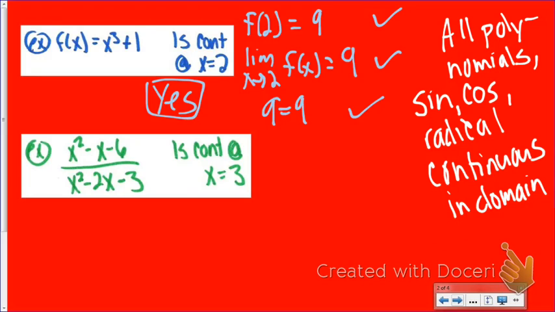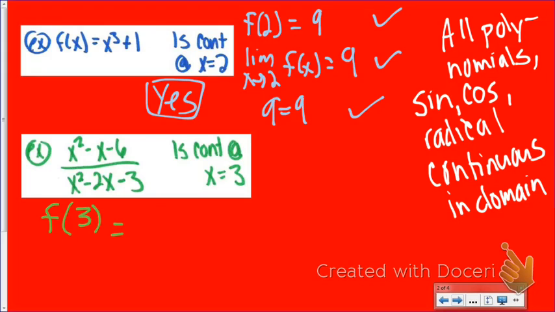Alright, so now let's look at this next function. This one is obviously a rational function, okay, so it's not necessarily going to be continuous everywhere. So specifically, I want to know, is this function continuous at x equals 3? So the first thing I'm going to do is try to evaluate this function when x is equal to 3. So I'm going to start with my first test, and my first test is to evaluate, is f of 3 defined?